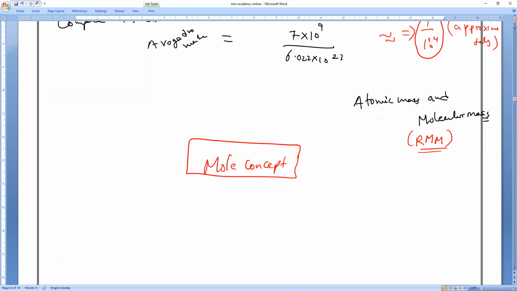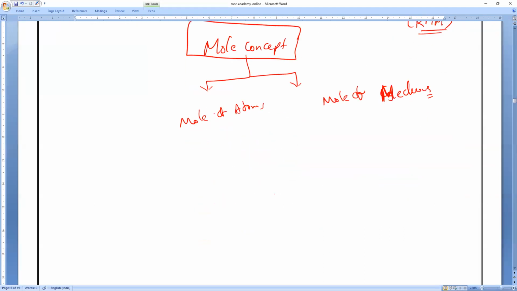So remember, before going to study moles, it is again the same. The mole concept also has two things. One is moles of atoms, and another one is, anybody can tell me, moles of what, guys? Molecules. Clear? Of course, we'll discuss this. Now first we'll write a new concept.